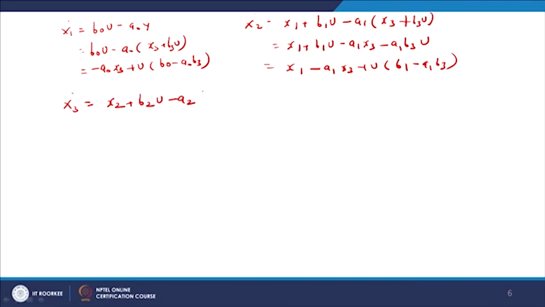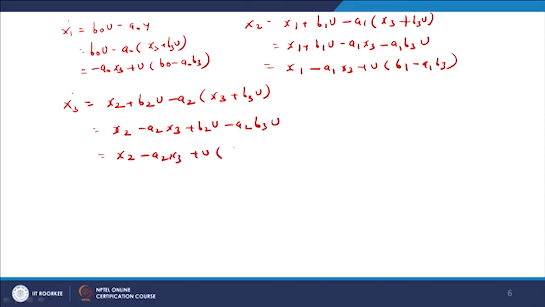minus a2 x3 plus b3 into u, and now we solve it. So we get x2 minus a2 into x3 plus b2 into u minus a2 b3 into u, and therefore we write it as x2 minus a2 into x3 plus u times (b2 minus a2 into b3). So we have got three equations: x1 dot, x2 dot and x3 dot.